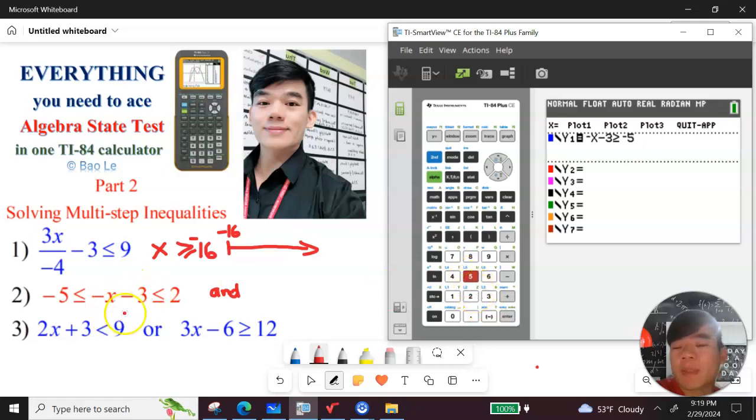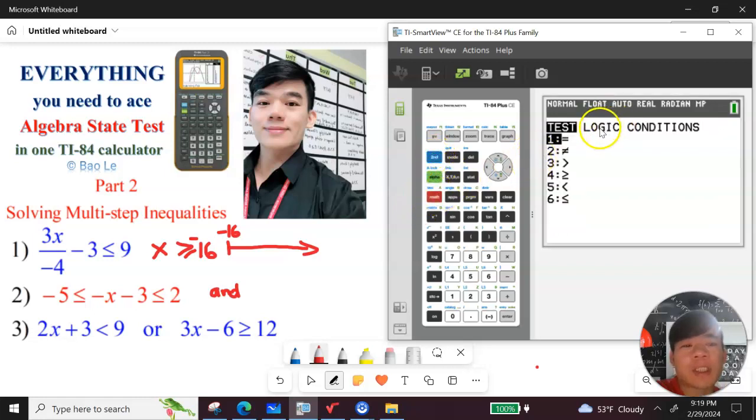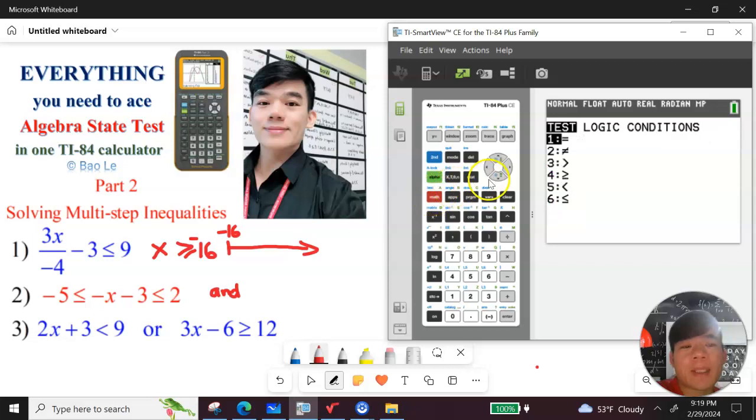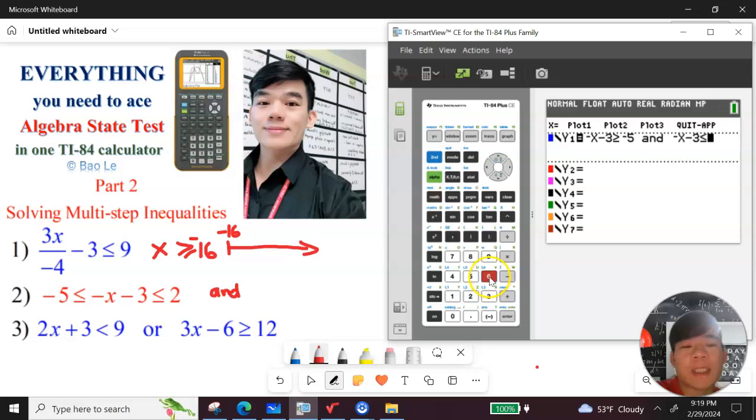Now because this is a compound inequality with "and", I need to hit second, Math again. Now I go to Logic right here, and number 1, "and". I hit Enter. Now I put -x minus 3 again. Now this is less than, so I hit second, Math, less than, which means number 6 right here.